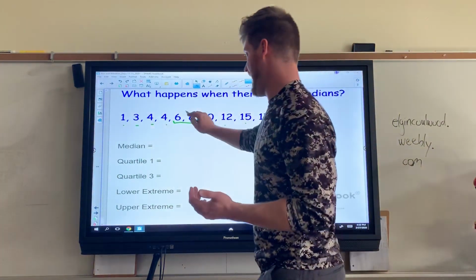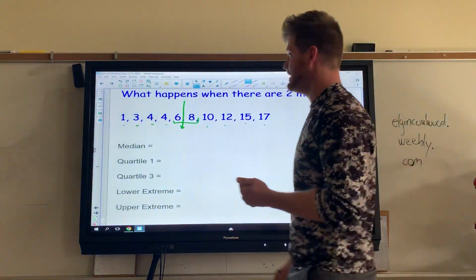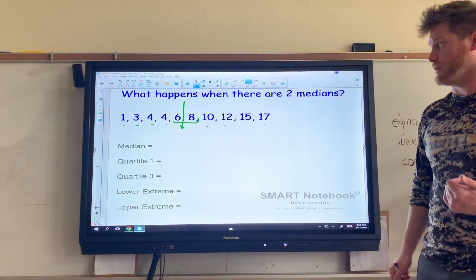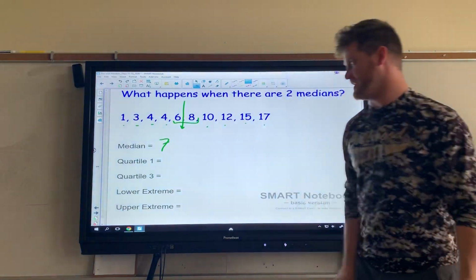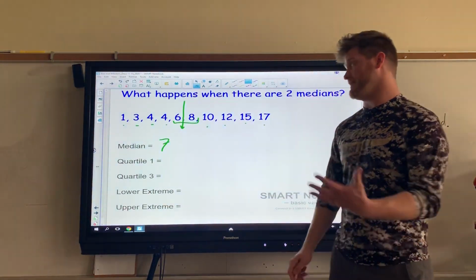So we're going to add these together and then divide by 2. 6 plus 8 is 14. 14 divided by 2 gives us 7. Sounds a little easier to think about because you can think about what's in the middle of 6 and 8. Obviously going to be 7.